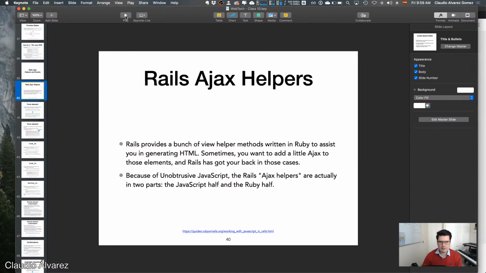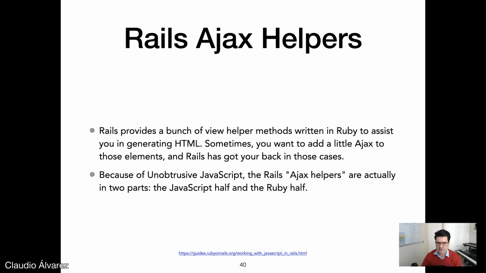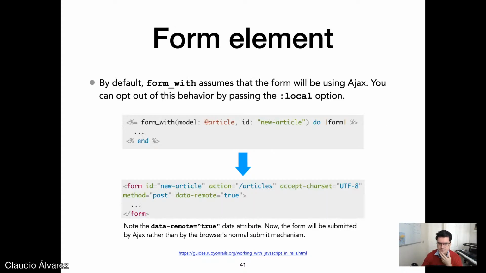Okay, so then we'll see about the Rails Ajax helpers. So Rails will provide a bunch of helper methods written in Ruby to assist you in generating HTML. Sometimes you want to add a little Ajax to those elements, and Rails has got your back in those cases. Because of unobtrusive JavaScript, the Rails Ajax helpers are actually the JavaScript code and the HTML code. The Ruby half and the JavaScript half.